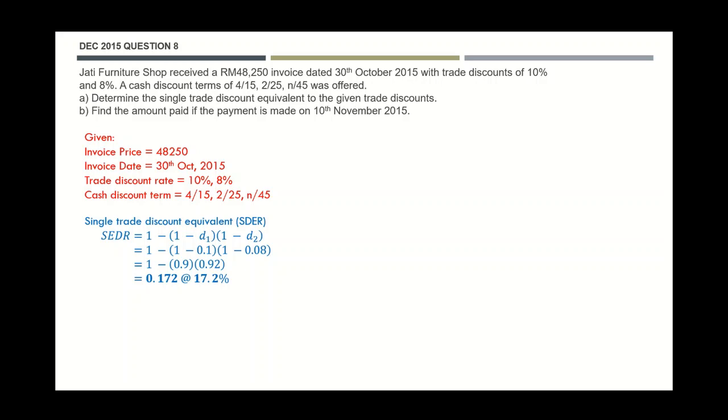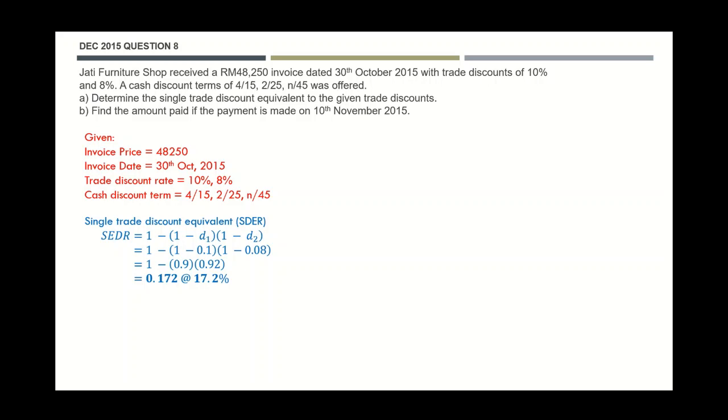So replacing D1 with 0.1, which is 10%, and then replacing D2 with 0.08, which is representing the 8% discount. So you have 1 minus 0.9 times 0.92. So calculating these, you get the value of the SEDR to be 0.172 or equivalently 17.2%. Okay, so that is for the first part, determine the single trade discount equivalent.